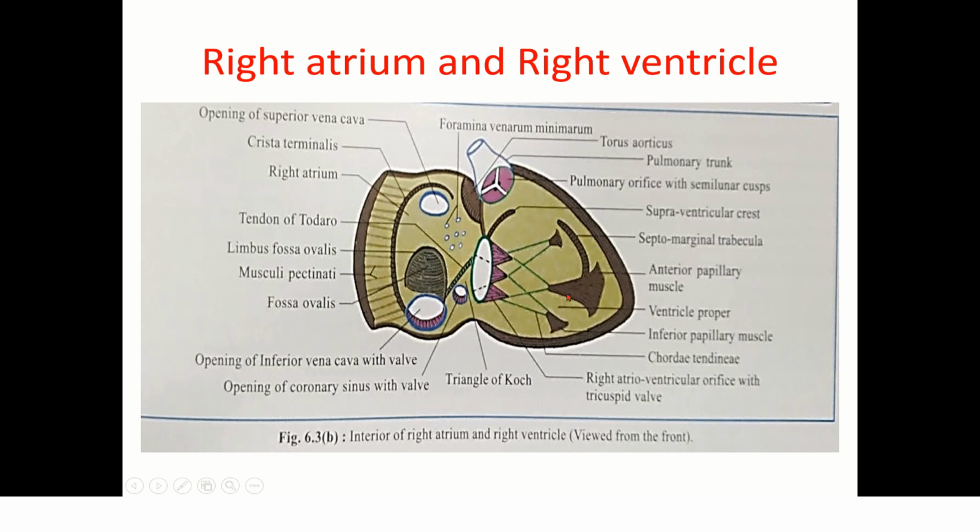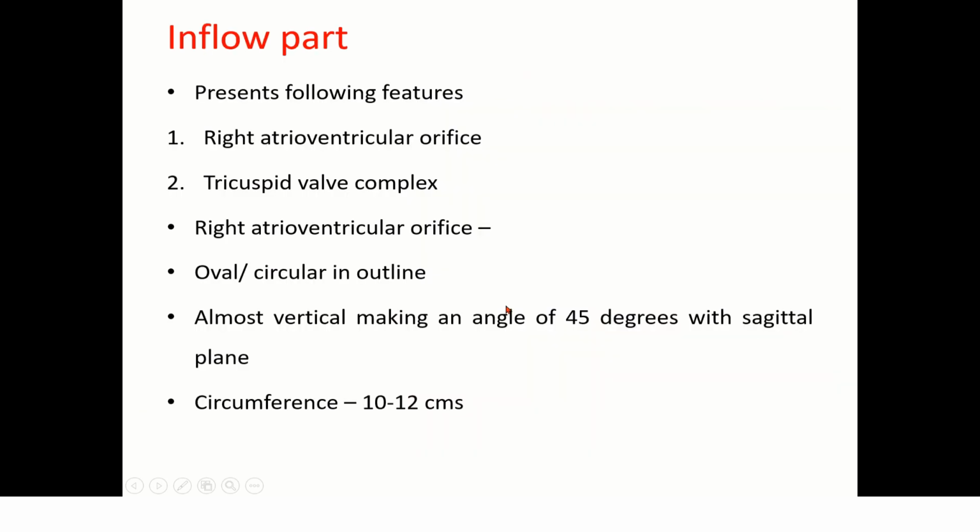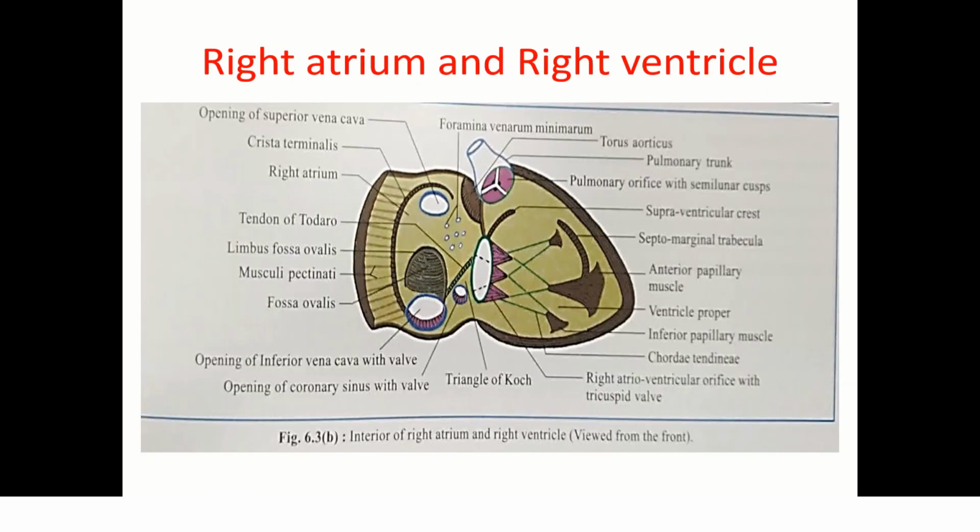You can see here, this is the anterior papillary muscle, this is the posterior or inferior papillary muscle, and this is the septal papillary muscle. These are the chordae tendineae, these are the leaflets or cusps, this is the tricuspid annulus, and this is the right atrioventricular orifice. You can also see the septomarginal trabeculae, otherwise called the moderator band.